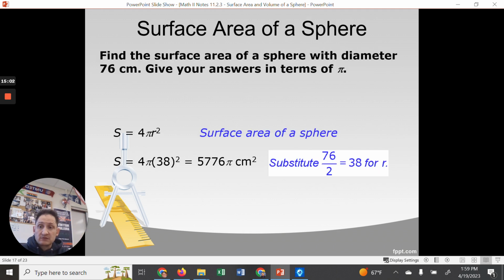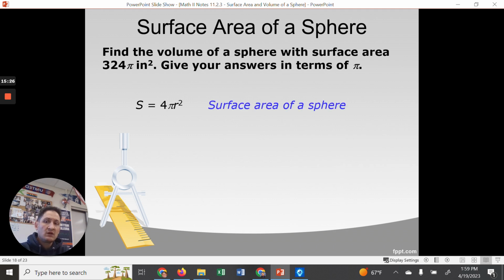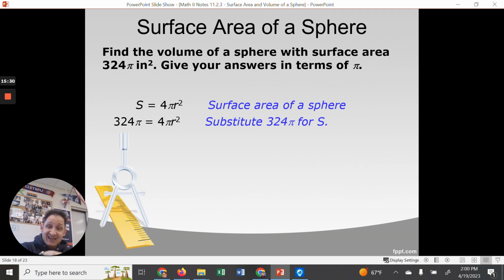Not tough. So you're either plugging something in, or you're working backwards and solving for r. I guess I'm getting a little frisky. I could say use that r after you're done, which is what this problem does, actually. I give you the surface area of 324 pi. So we would say, okay, I know surface area is equal to 4 pi r squared. I'm being told the surface area is 324 pi, so I'll plug that in. Pi's cancel, divide by 4, solve for r.